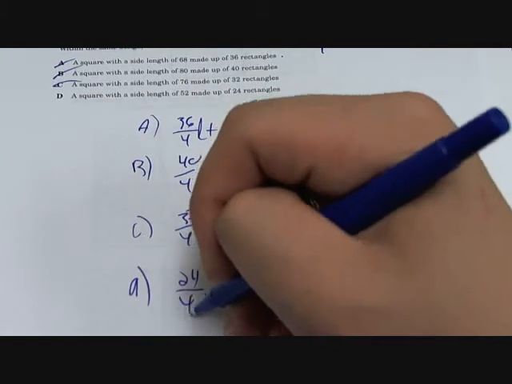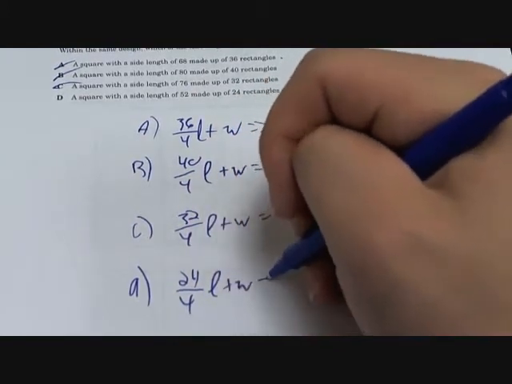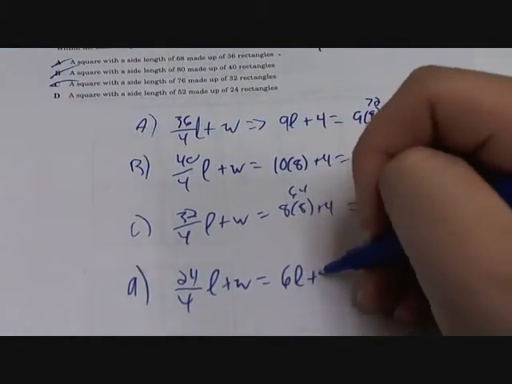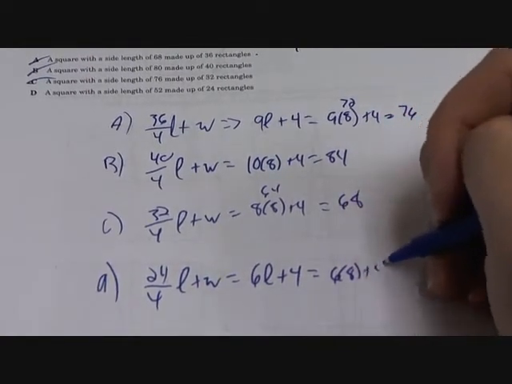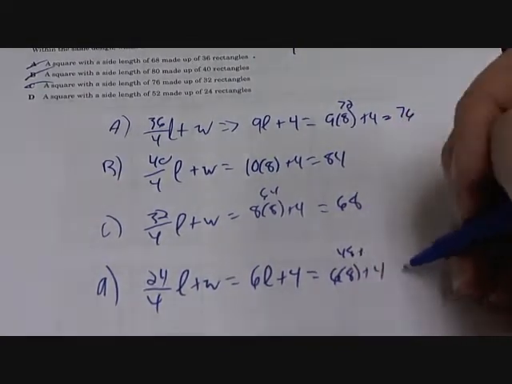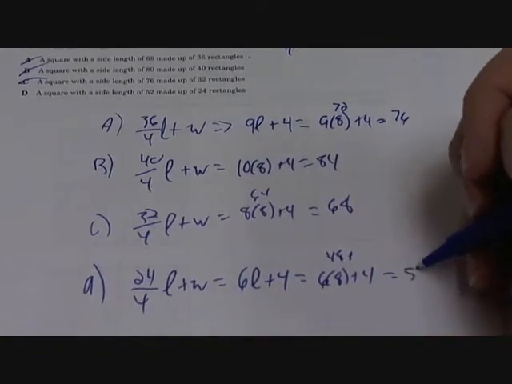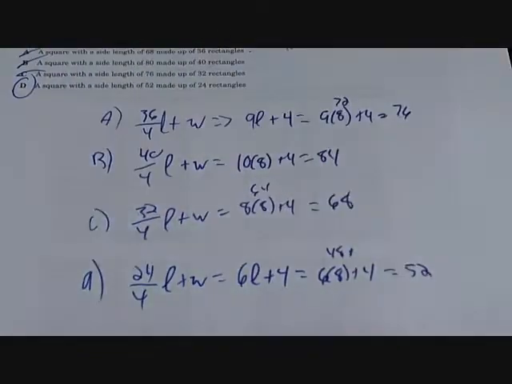D, 24 divided by 4 times L plus W is equal to 6L plus 4. It's equal to 6 times 8 plus 4. This is 48 plus 4 is 52. So the answer is D.